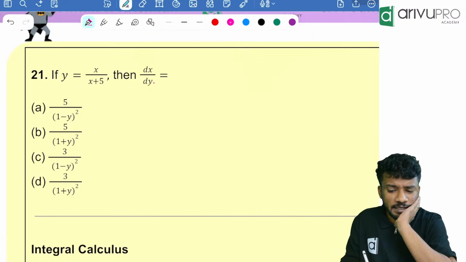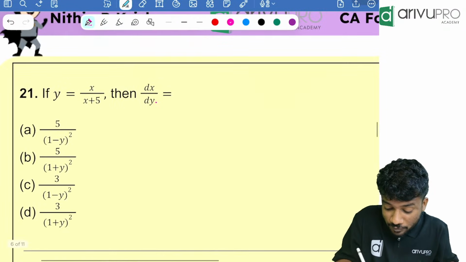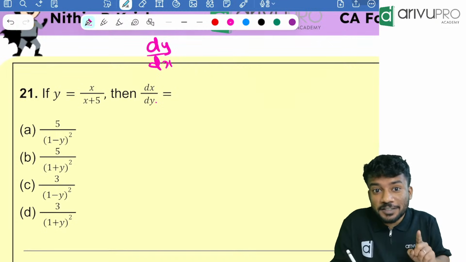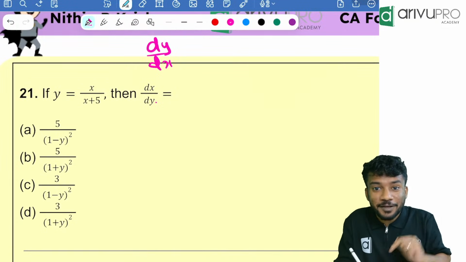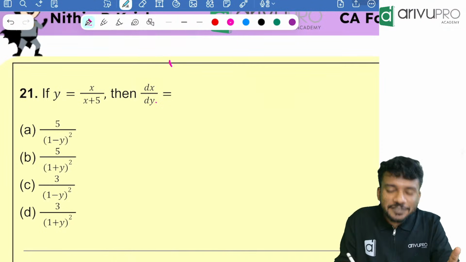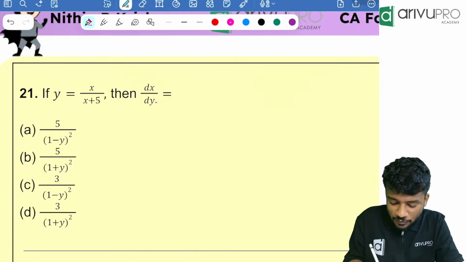What are we going to find? Till now what we were finding was dy by dx, right? Don't say that our question came wrong in the examination, this time they asked dx by dy. No, the question is not wrong. We need to find dx by dy. For that we need to first find the value of x. How to find the value of x?